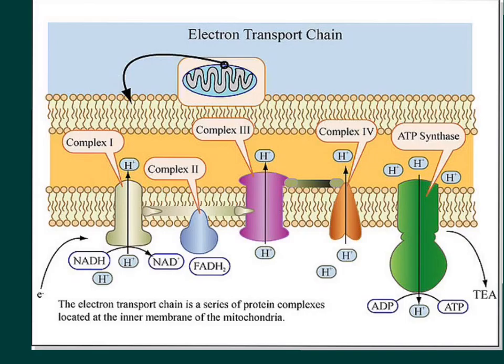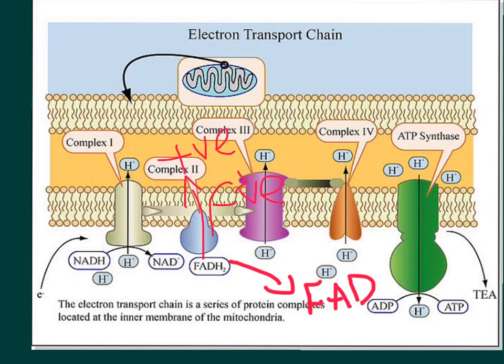Returning now to complex 2. Here, FADH2 gives up its hydrogen atom, becoming FADH. The hydrogen atom then undergoes the same situation that the hydrogen atom in complex 1 did. The proton from this hydrogen is then pushed into intermembrane space, and this electron will also be pushed through the intermembrane, as the electron from complex 1 did.